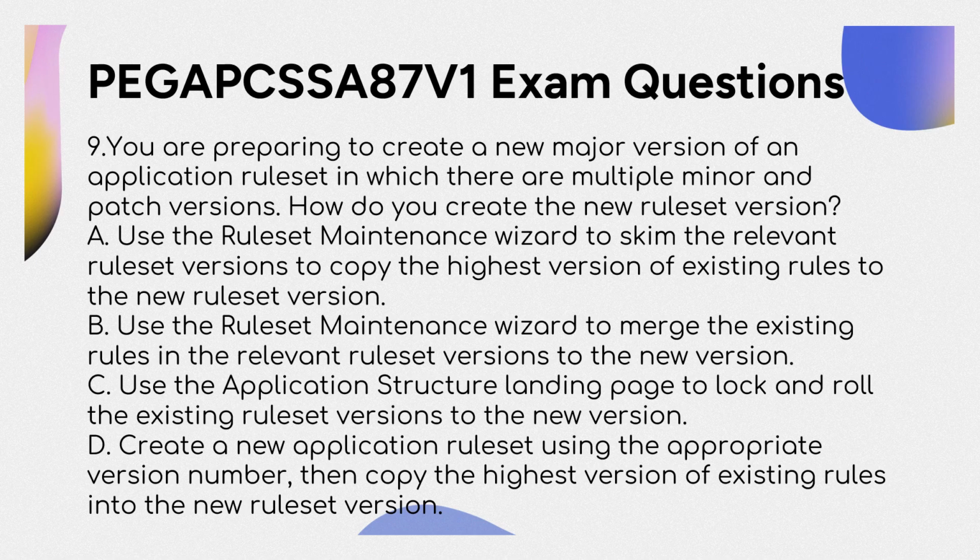C. Use the application structure landing page to lock and roll the existing ruleset versions to the new version. D. Create a new application ruleset using the appropriate version number, then copy the highest version of existing rules into the new ruleset version.